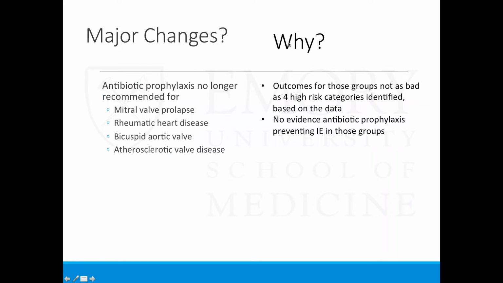So why these major changes, and what were they? As you could tell from comparing it from the old guidelines, antibiotic prophylaxis is no longer recommended for mitral valve prolapse, rheumatic heart disease, bicuspid aortic valve, or atherosclerotic valve disease. And the main reason for this was that the patients in the categories I just mentioned, all the data was suggesting that they were not at as high risk of complications from infective endocarditis as those 4 high risk categories that are actually included in the guidelines now. And again, that there was no strong evidence that prophylaxis prevented infective endocarditis in those groups as well, led to this recommendation. So just trying to cut back on who is going to get these antibiotics.